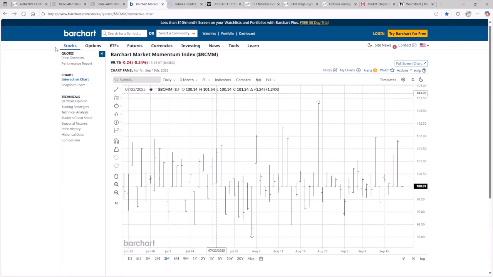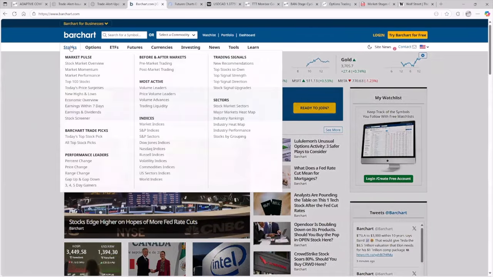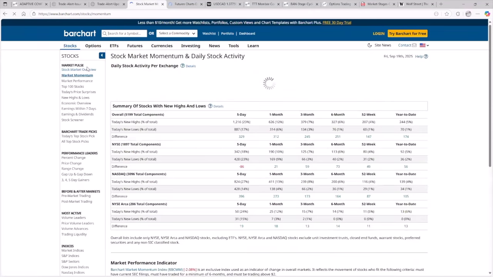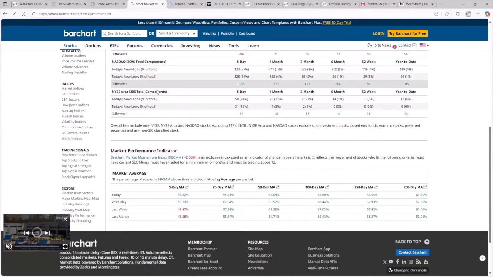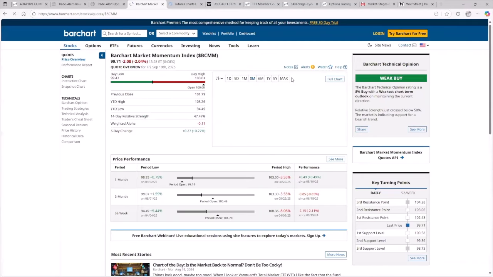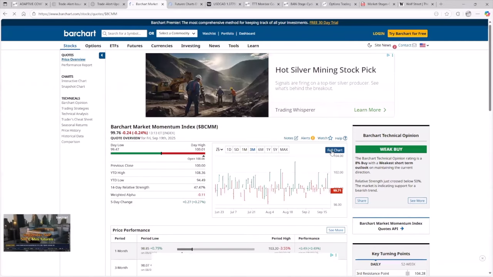How do we get here? I'll walk you through a really interesting way to know when the market should have a pause or pullback, or a bottom and bounce. If you go to the Barchart homepage, go to stocks, click the drop down, go to market momentum, and scroll down. Barchart has tons of great stuff, but click here under market performance indicator, and that will bring up this indicator. And of course, let's go to full chart.